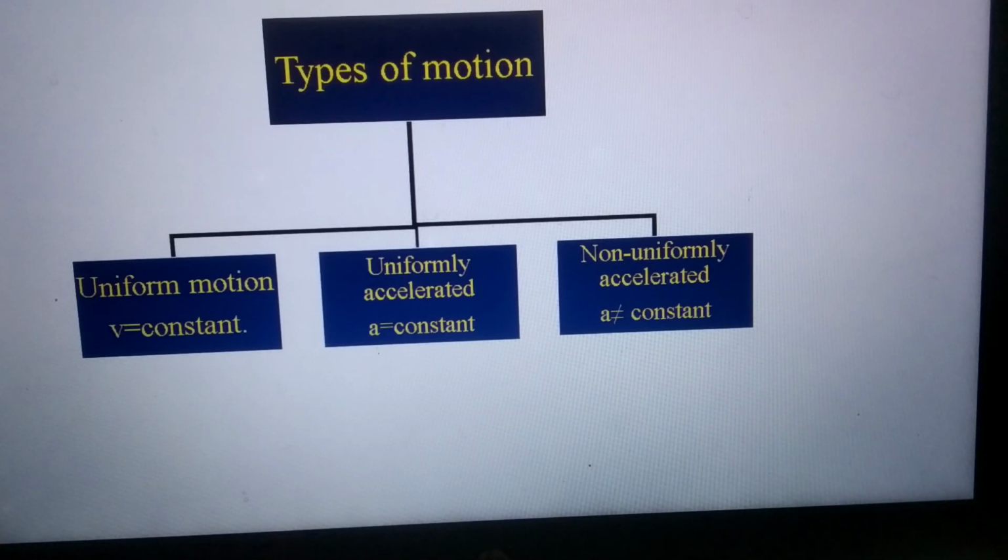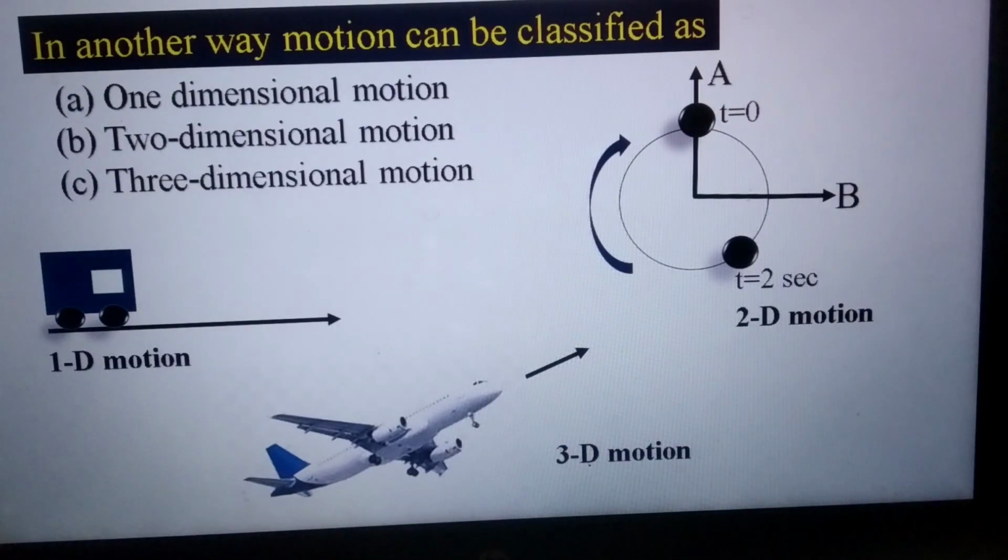Similarly, if we are moving in a car, its acceleration does not remain constant with respect to time. In some crowded place and in some blank space, its acceleration does not remain constant with time, it is changing. So this type of motion will be called non-uniformly accelerated motion.